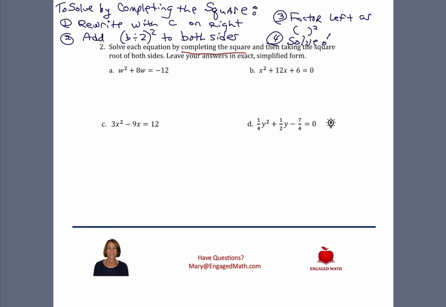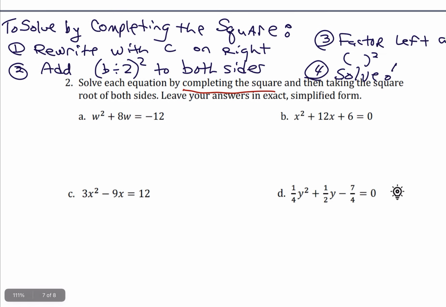Sometimes it's hard to remember all the steps, so I took the liberty of writing them at the top, and we'll follow those steps for the first problem, 2a, and then we'll just move along as if we don't even need to look back at the steps. But you can always look back if you get stuck. Okay, so let's look at 2a.